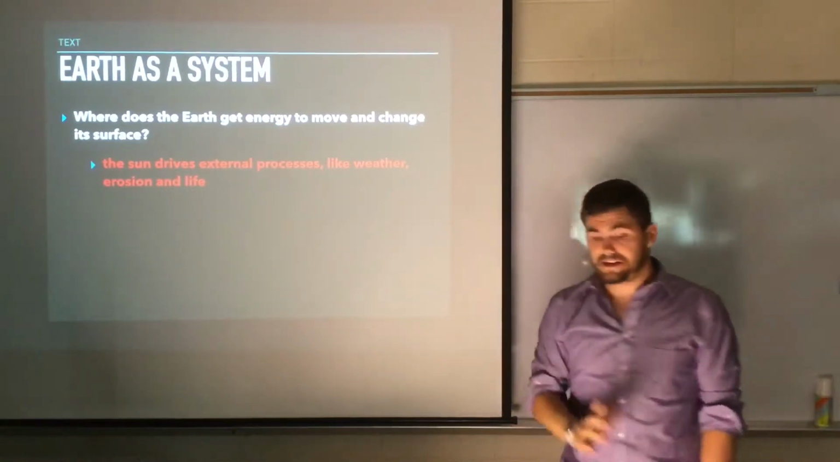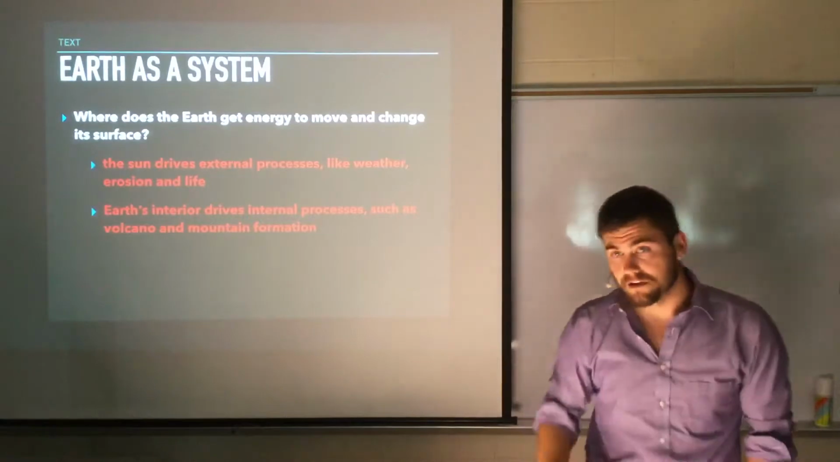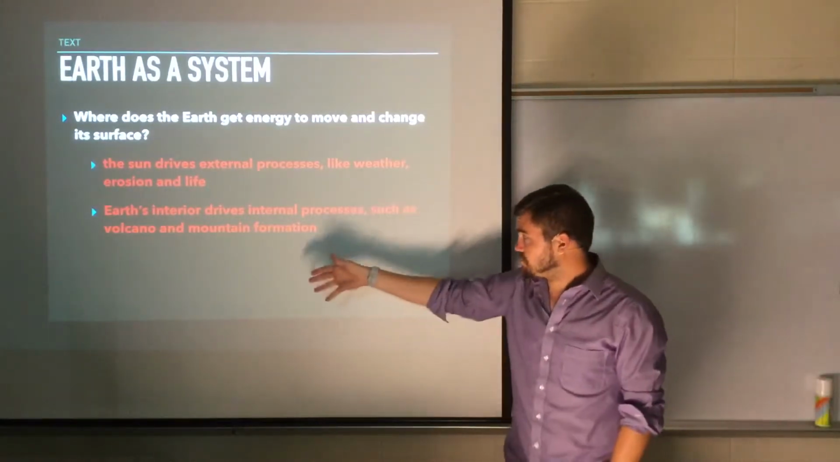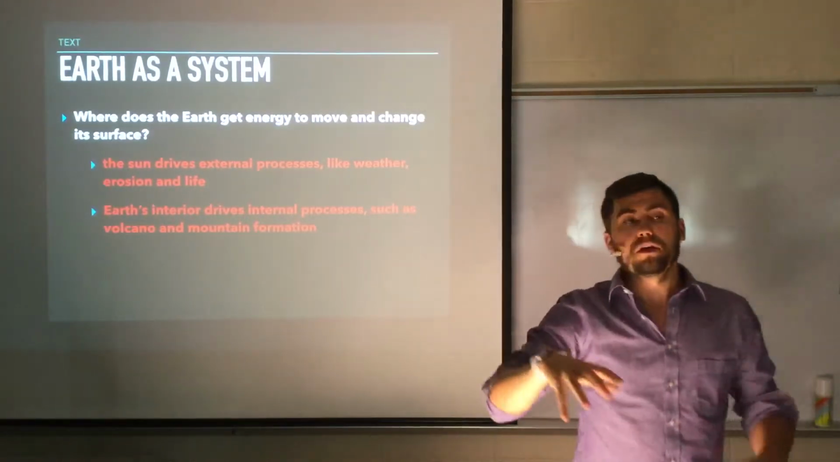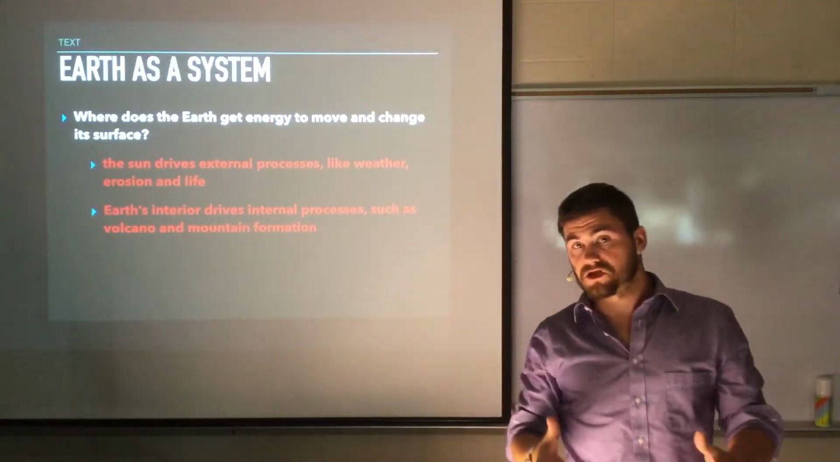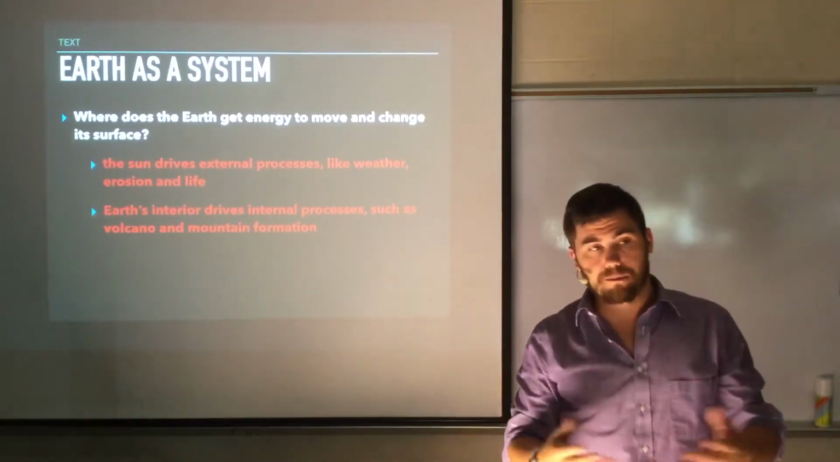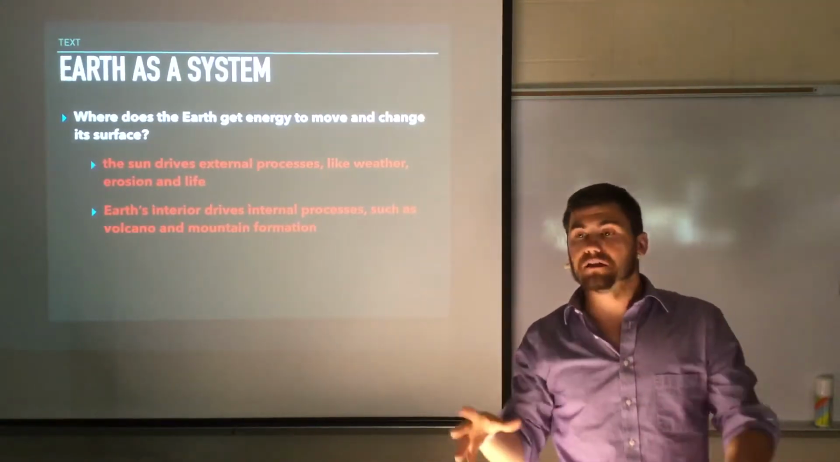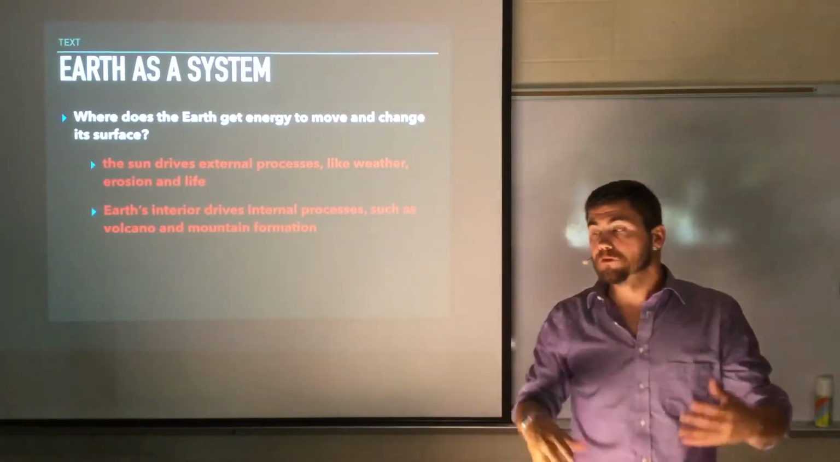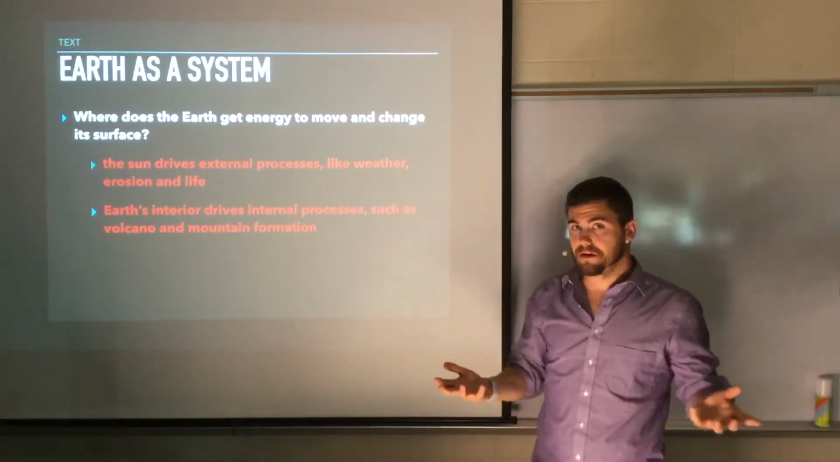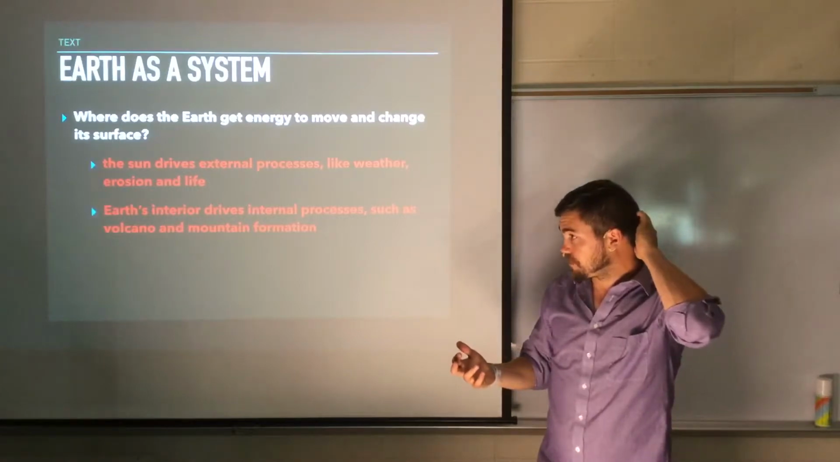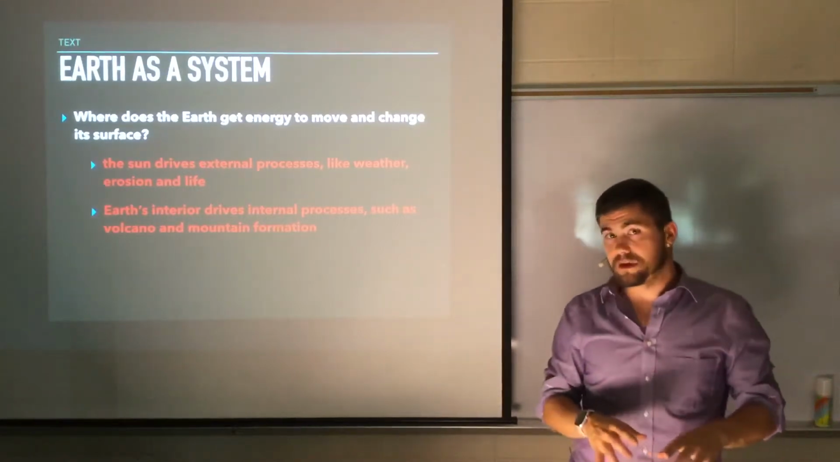Now, plate tectonics would keep going on. So here's the next thing. Earth's interior drives internal processes. So the Earth's surface would still change. It would shift around. If we came back after millions of years, the continents would be in different places. There would be no more green left on our Earth because most life would be extinct.